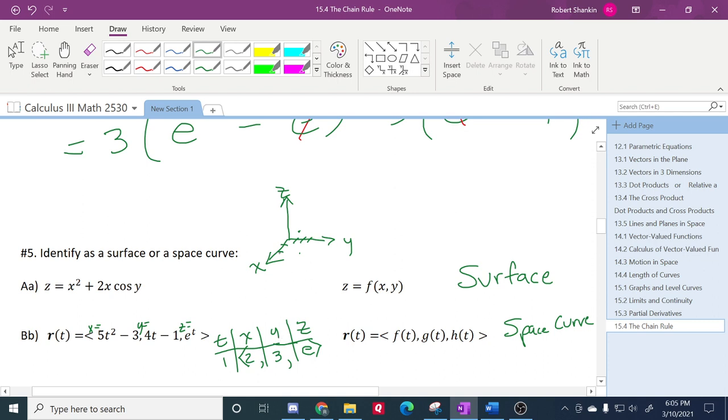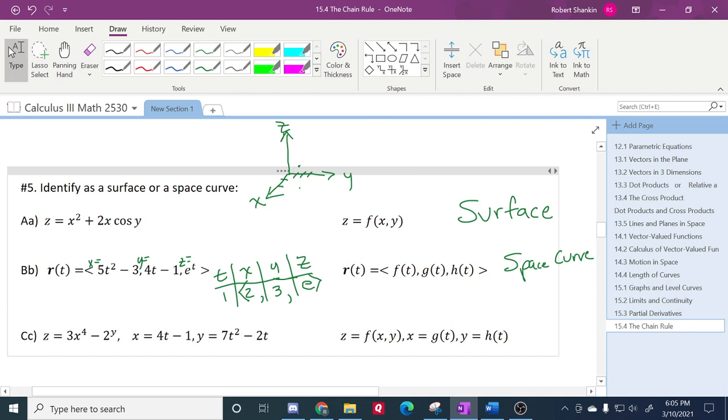For the x value of 2, you're only going to have maybe 1 or 2 possible y values. You don't get the entire xy plane and heights with each one of these. You get a very limited space curve. All right, now let's go to C.